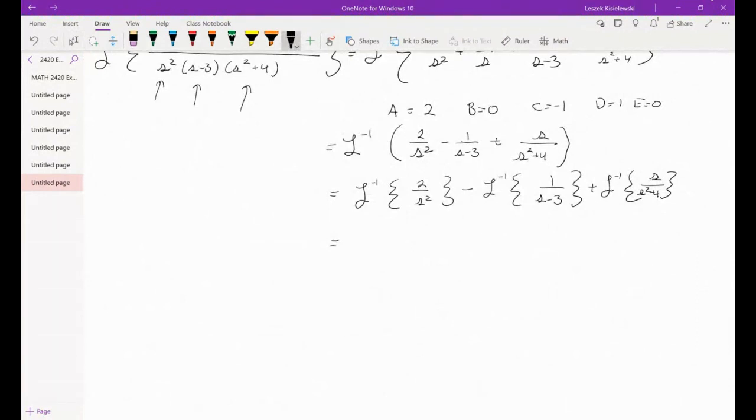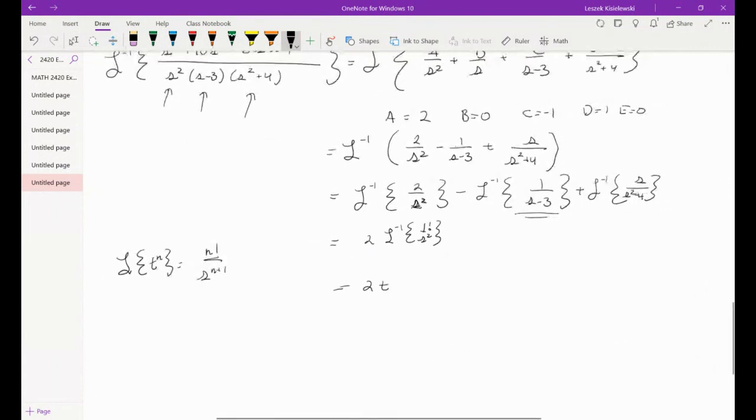So what should this be? If you have an s squared in the denominator, what do we want to see in the numerator? Well, you want to see 1 factorial. We don't have one, but that's okay. Just take out the 2. And now the Laplace transform of this would match, this is 1 factorial, so t to the power 1.